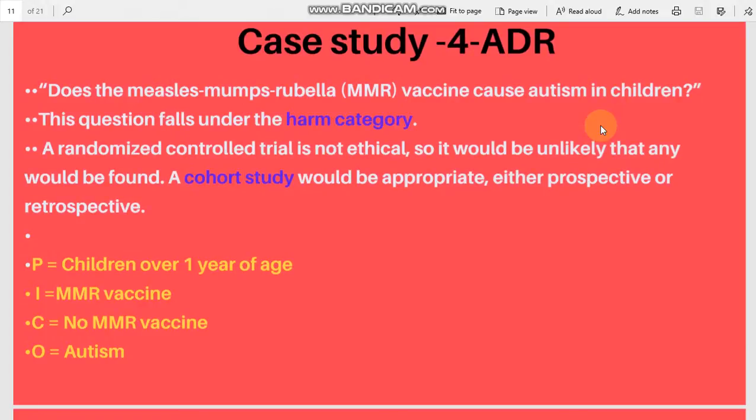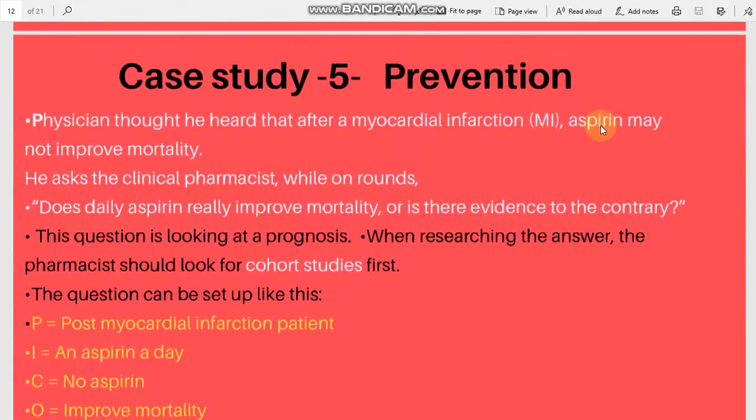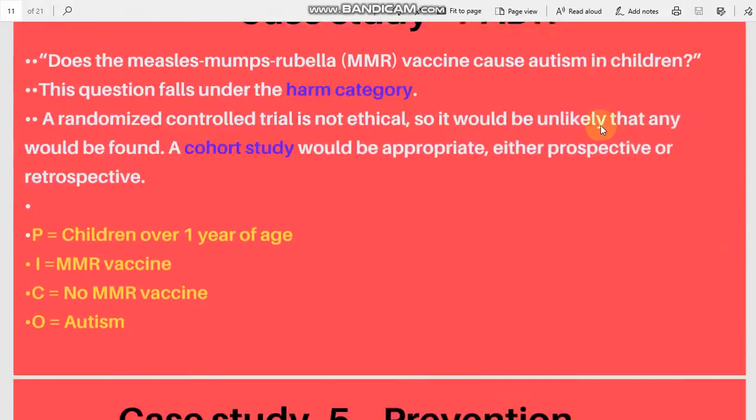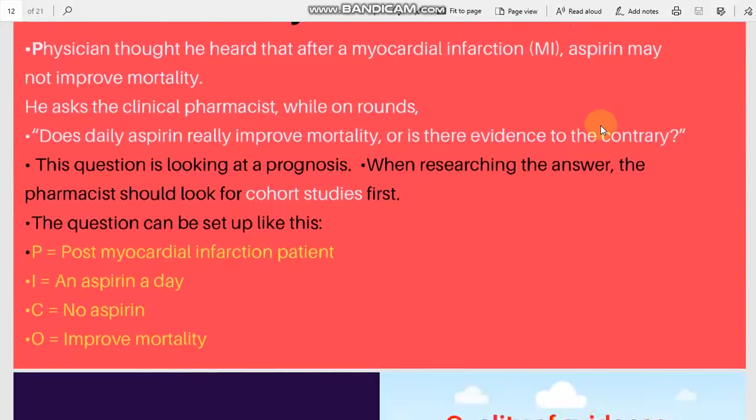So this question falls under the ARM category, that is ADR. A randomized control trial is unethical, so it would be unlikely that any would be formed. So a cohort study would be a better one. The population group is children over 1 year of age, the intervention is MMR vaccine, the comparison is no MMR vaccine, and the outcome is autism. So find some cohort studies to get the information for this type of query.